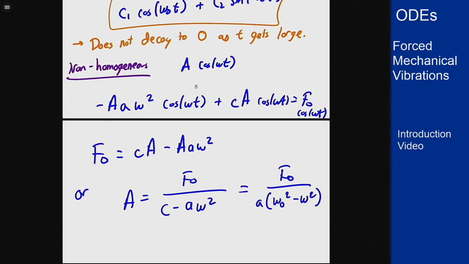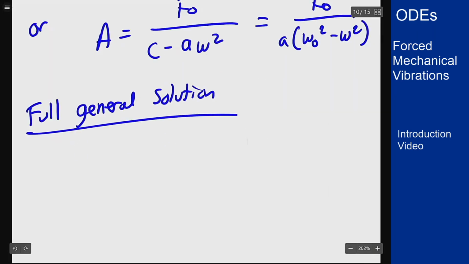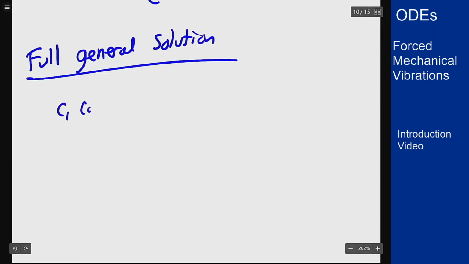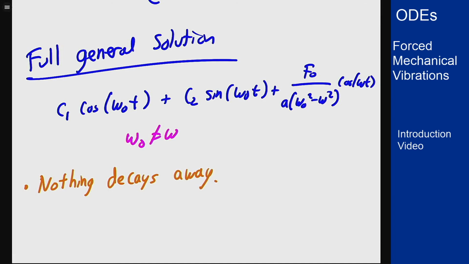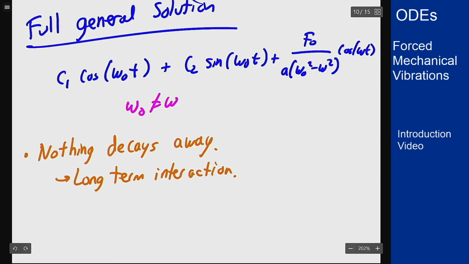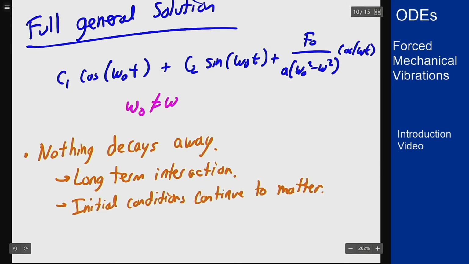So in that case, we get a full general solution that is c1 cosine of ω0 t plus c2 sine of ω0 t plus this constant times cosine of ωt, and this is all under the assumption that ω0 is not equal to ω. We'll deal with that case separately later. But the point to realize here, nothing decays away. So there's going to be some sort of long-term interaction here, and the initial conditions continue to matter throughout the entire problem, instead of just decaying like they do in the damped case.